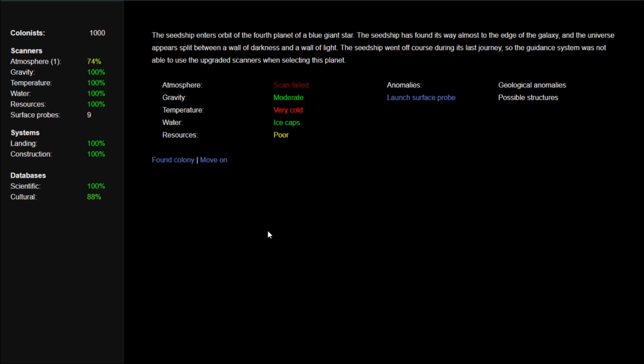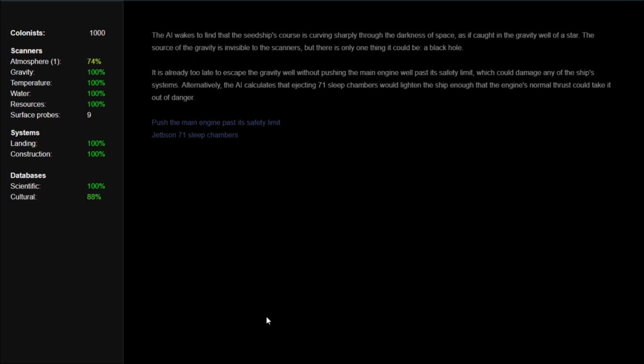Went off course during its last journey, so the guidance system was not able to use the updated scanners. Of course, there are structures here, possibly, and some geological anomalies. It's very cold. There's water on the ice caps. Gravity's moderate. No, I think we move on again. We're pressing our luck here.